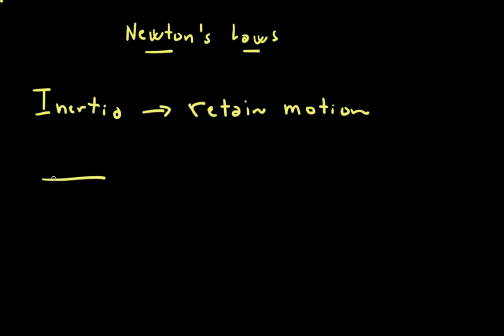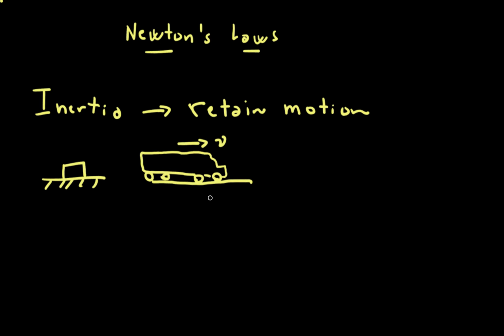That is, if you have a block or something on a table and it's not moving, its tendency is not to start moving on its own. Same thing about moving objects. If you have a big, loaded freight truck that is moving at some speed v, it's very hard to stop this truck from moving because it has the tendency to keep on wanting to move.